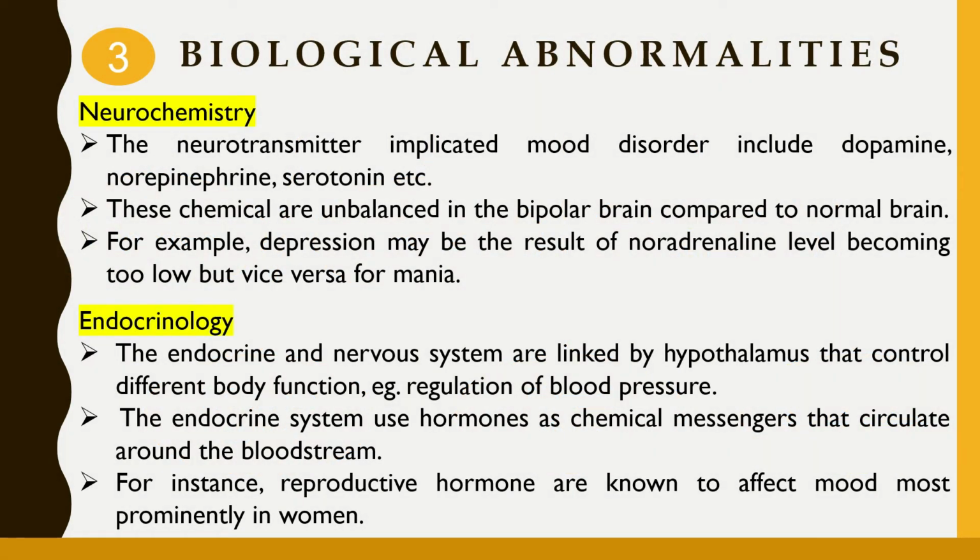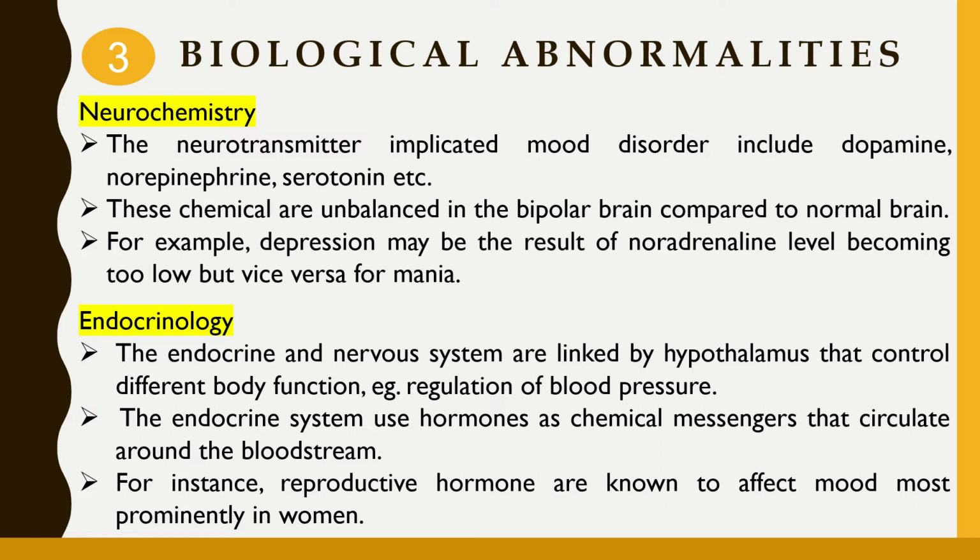The third cause of mood disorder is biological abnormalities. For the neurochemistry part, the brain uses a number of chemicals as messengers to communicate with other parts of the brain and nervous system. These chemical messengers are known as neurotransmitters. There are many different kinds of neurotransmitter chemicals in the brain.